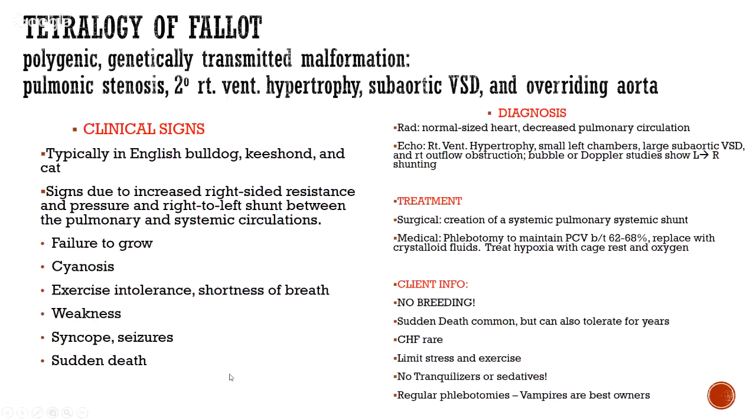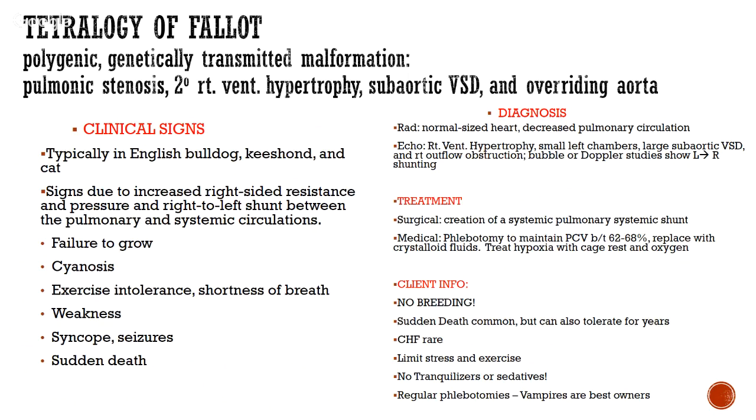Tetralogy of Fallot is a term for a polygenic, meaning multiple genes affect this, genetically transmitted malformation that has several components. So four components. Tetralogy means four. Fallot is the guy who found all four components.